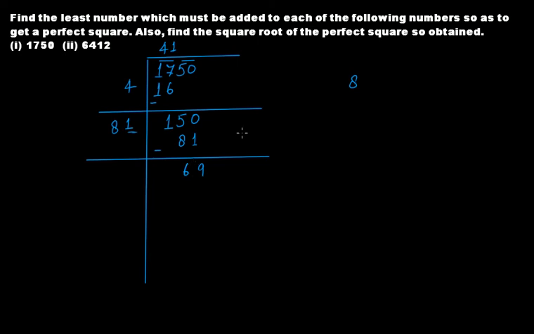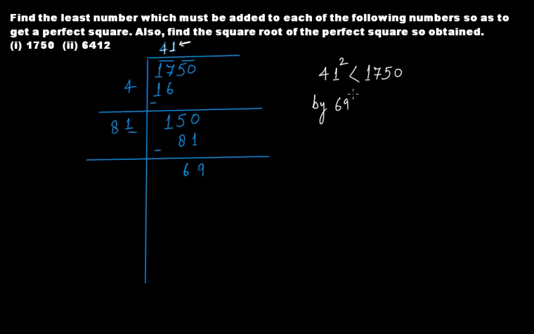Now clearly it tells us that in this case, remember, you have to add, right? You have to add in this case. So since the quotient always tells us that this 41 tells us what will be the square root, it means in this case 41 squared is less than 1750, right? That is clear. 41 squared is less than 1750 by 69. This much is clear.